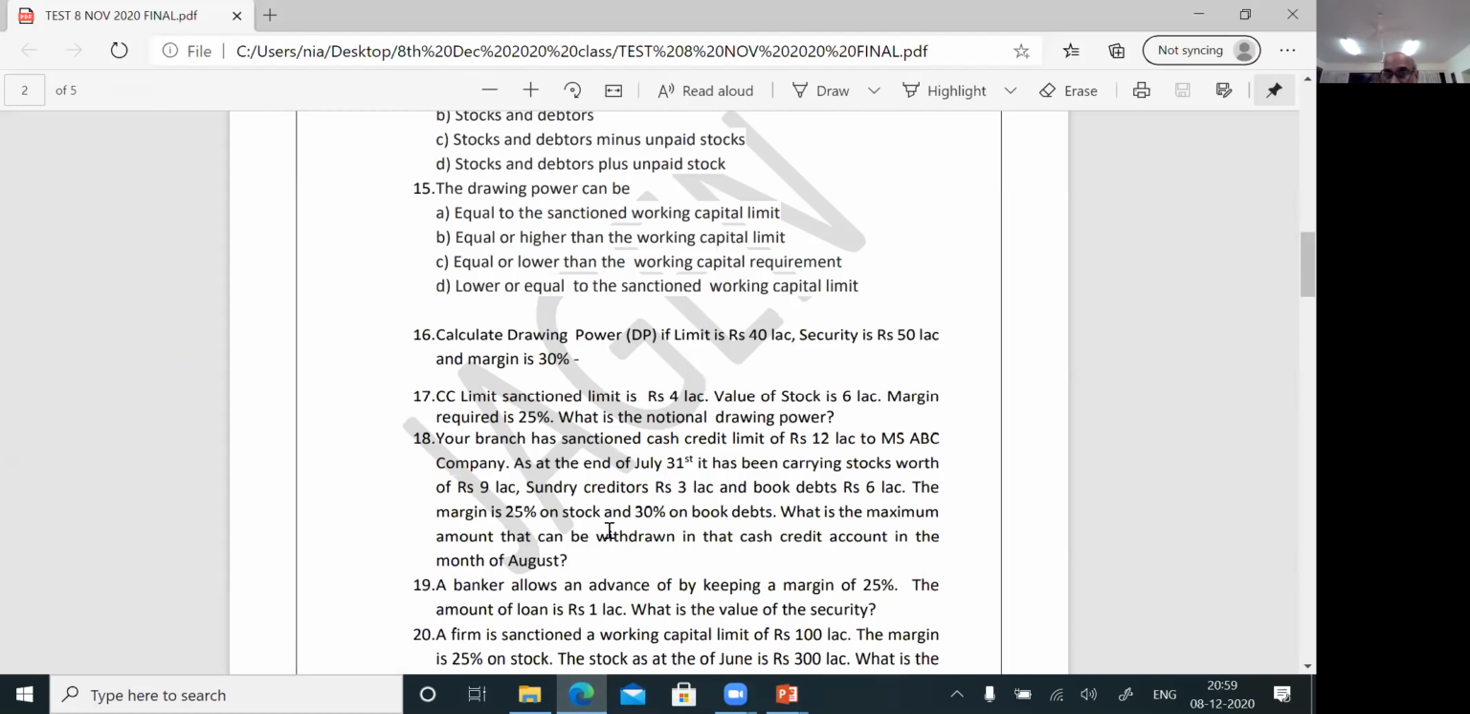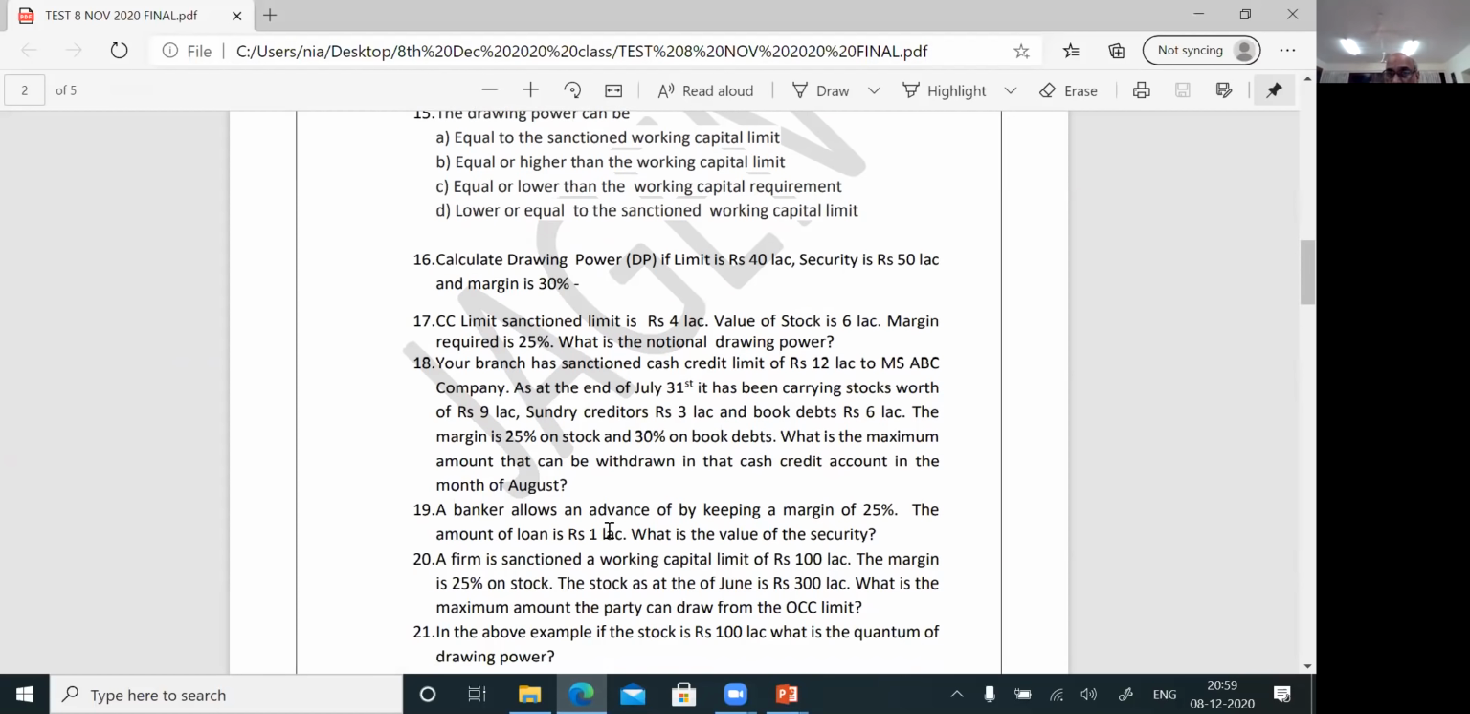Question number 18. Your branch has been sanctioned a cash credit limit of 12 lakhs to M/s ABC company. As at the end of July 31st, it has been carrying stocks worth 9 lakhs, sundry creditors 3 lakhs, and book debts worth 6 lakhs. The margin is 25% on stock and 30% on book debts. What is the maximum amount that can be withdrawn in the cash credit account in the month of August?